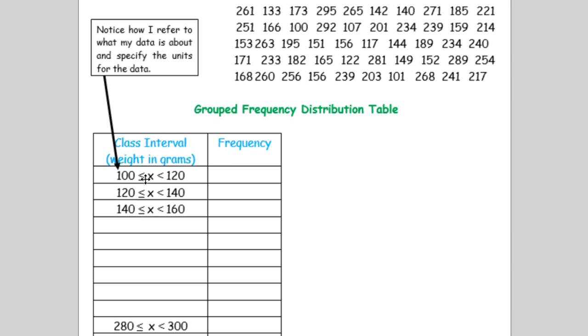So if you had a value of 100, which category would it go in? The first one, yeah. If you had a value of 140, which category would it be in? The third one, yeah. Why the third one? Because it's greater than or equal to. Yeah, exactly. It's got the equal to sign on the 140, whereas here it's less than 140.